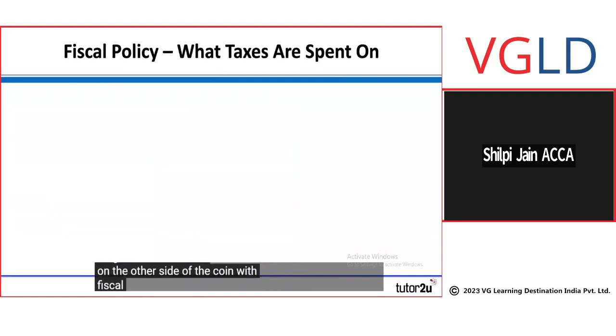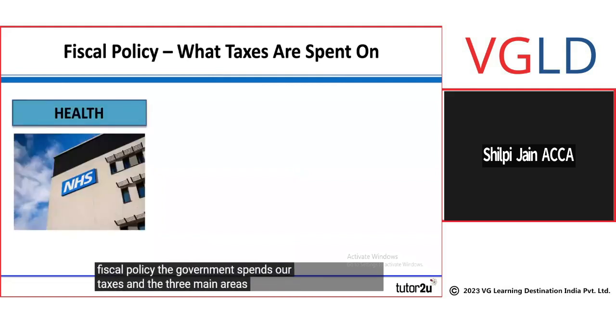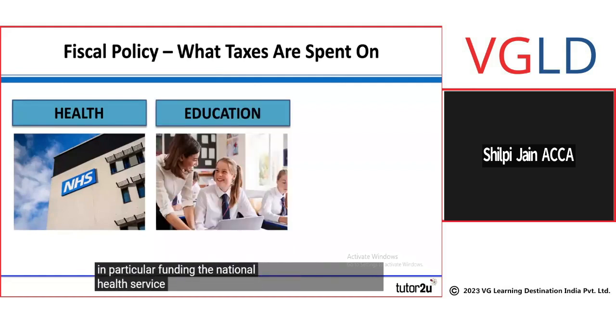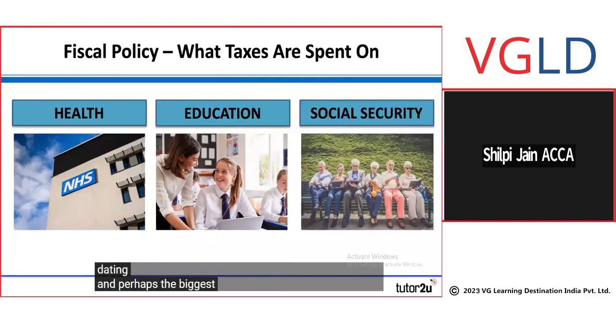On the other side of the coin, with fiscal policy, the government spends our taxes. And the three main areas that it spends on are health, in particular funding the National Health Service, education, providing free education for certain years, all the way through to 18, and also supporting education beyond 18. And perhaps the biggest, social security, the vast majority of which is the payment of state pensions and related benefits. But other things go in there, such as unemployment benefits. Those are the three main areas.